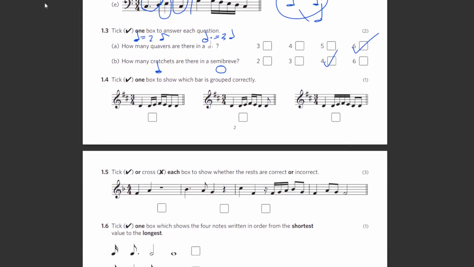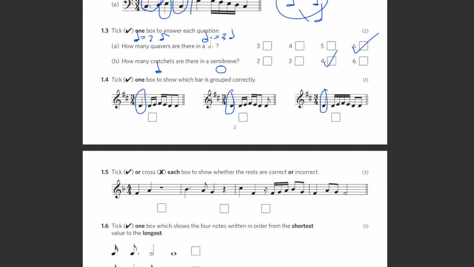Next, 1.4, you're asked to tick 1 box to show which bar is grouped correctly. So in other words, to do this question, we will group them beat by beat, in terms of one crotchet beat by one crotchet beat. So this is the first crotchet beat. All of them are correct.